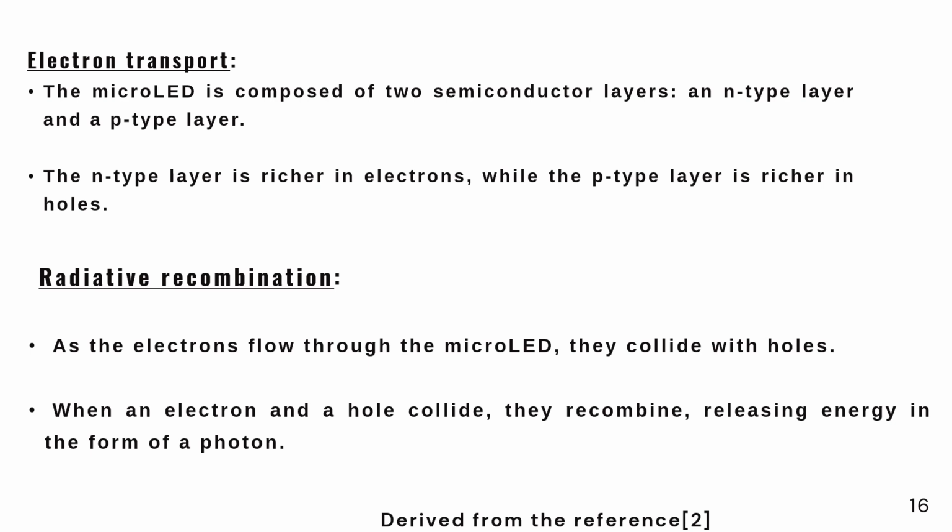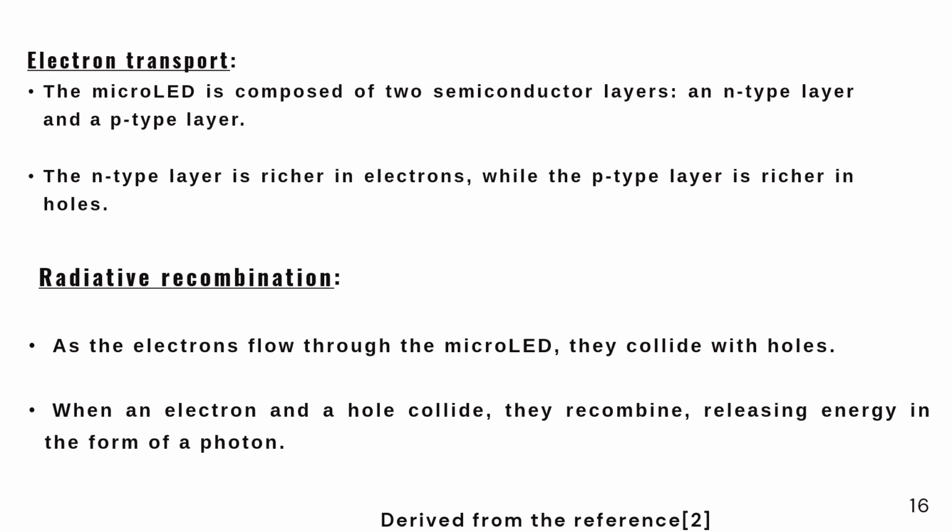Voltage is applied across the microLED. Then the electrons in the N-type layer are attracted to the positive electrode, and the holes in the P-type layer are attracted to the negative electrode. The flow of electrons and holes makes up the electric current in the micro LED. Then we can move to the next step, radiative recombination.